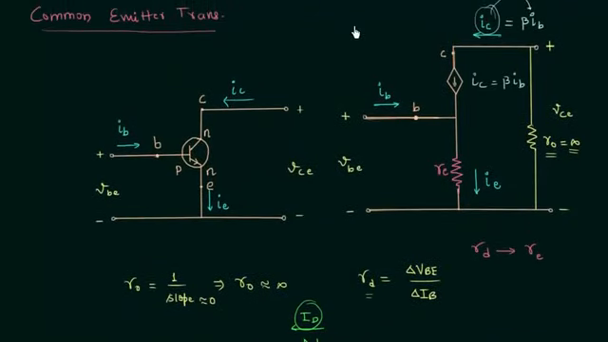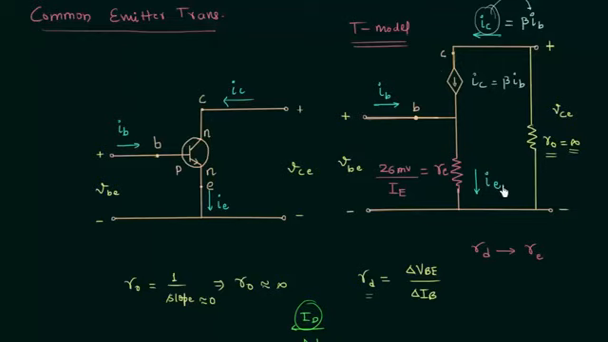This model is also called the T model, and in this model RE is equal to 26 millivolts divided by emitter current IE. In the next lecture we will perform a few simplifications. In this circuit you can see input and output sides are not properly separated, so we will try to separate input and output sides, and we will also discuss the output resistance.